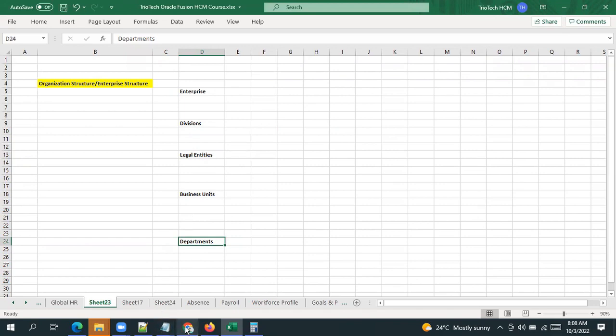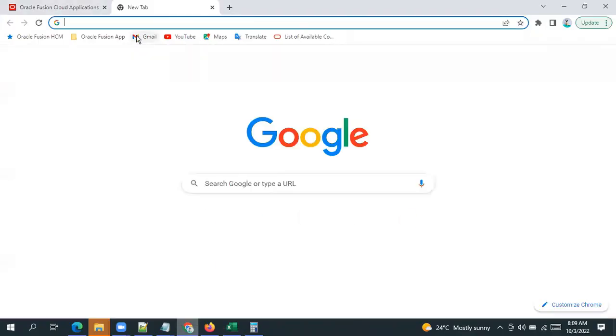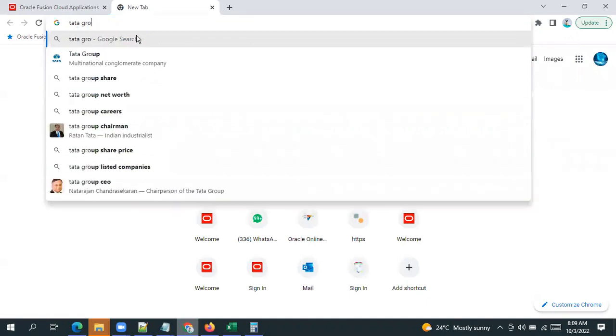Now, if I go to the concept of enterprise, what is an enterprise? Basically, an enterprise is nothing but a top level assumed entity in your client's organization, or an enterprise can be the ultimate mother holding group of your client. What is an enterprise? The top level assumed entity of your client's organization, or the ultimate mother holding group of your client. If I go with the example of Tata, let's go with the Tata group.